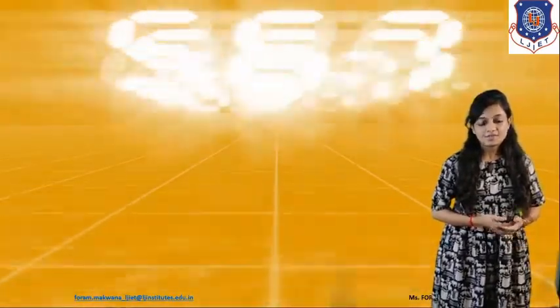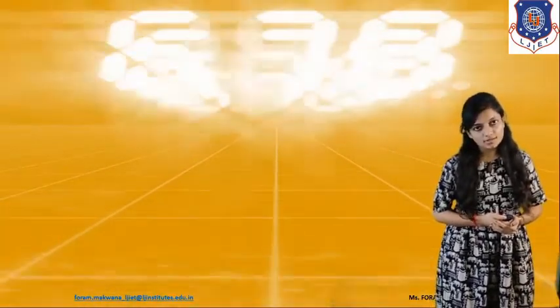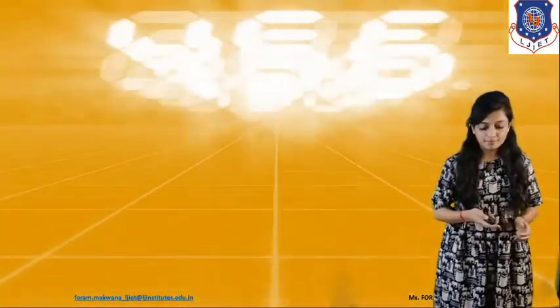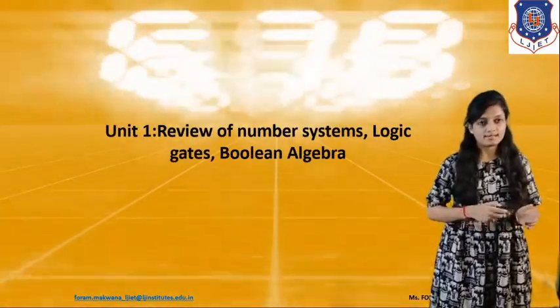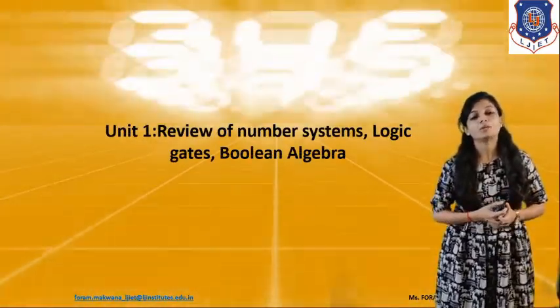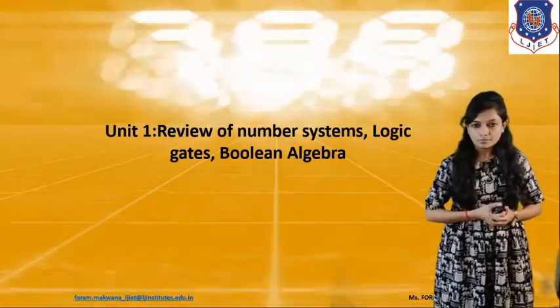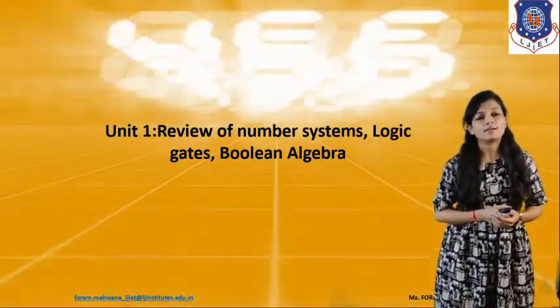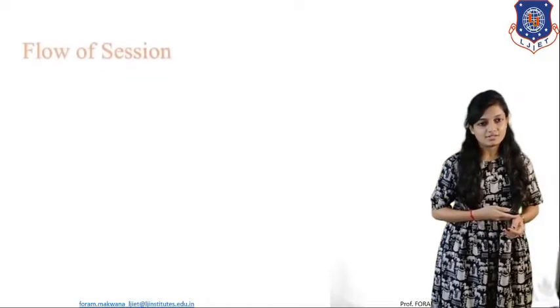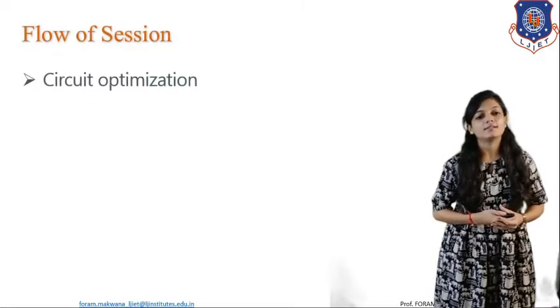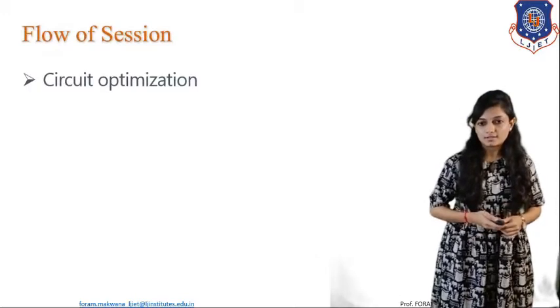In the last session we have seen what we mean by SOP and POS, how to convert from the truth table to the Boolean function, and we have seen different examples to solve SOP and POS from unit number 1, that was a review of number systems, logic gates and Boolean algebra. In today's session we will see how to optimize a circuit.